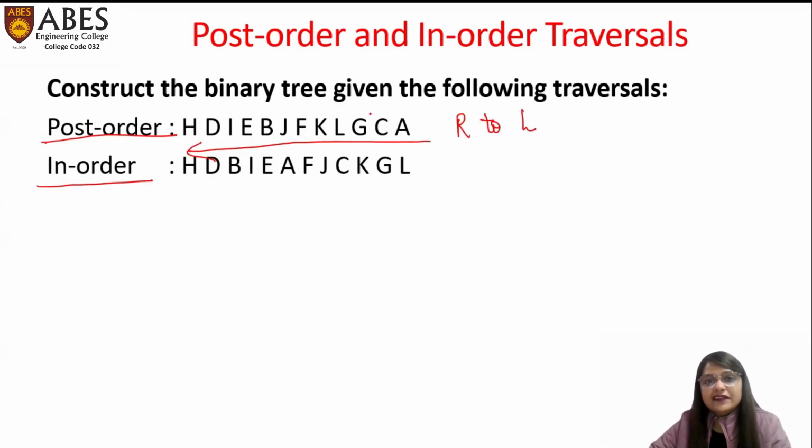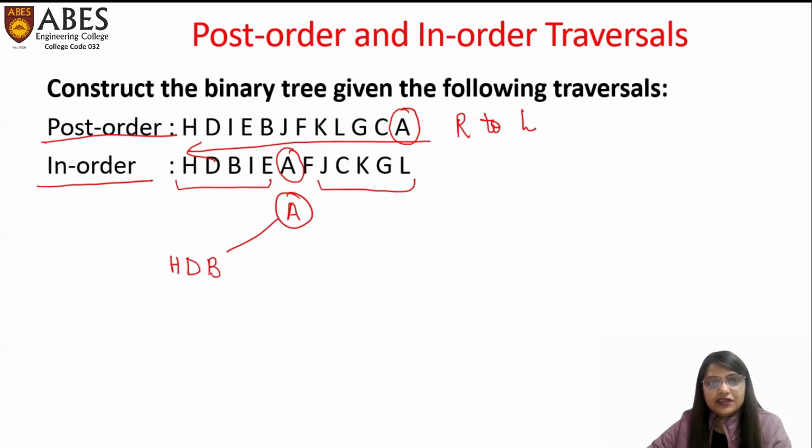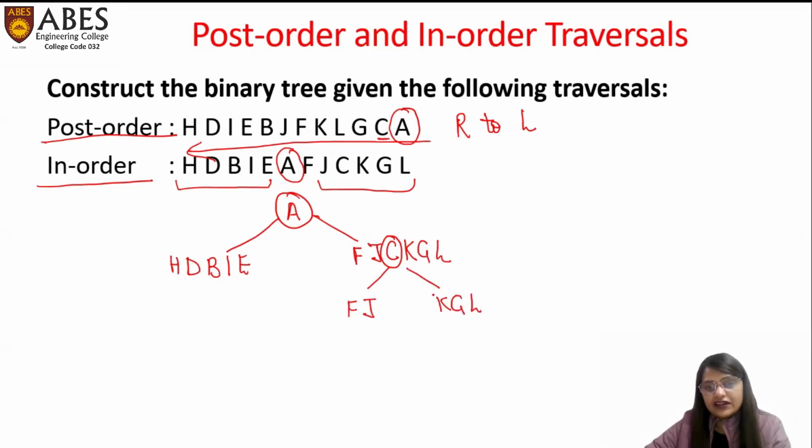Okay. And we will see what is the first term, which is A. Again, we will identify where this A lies in the in-order sequence. We will divide these two into the left and the right child. We will draw it. These will be H, D, B, I, E as the left child and F, J, C, K, G, L as the right child. Next node is C. So we have to make C a node and F and J will go to the left and K, G, L will go to the right.